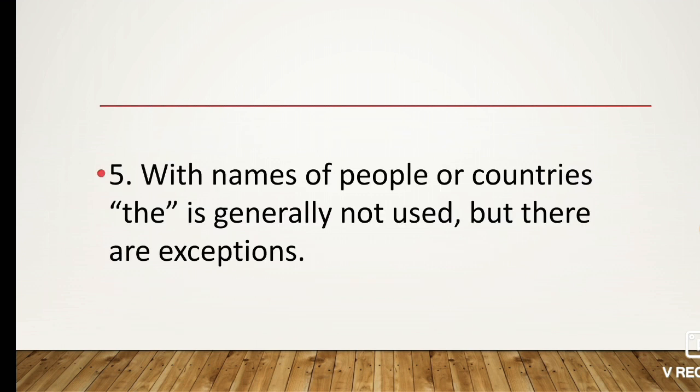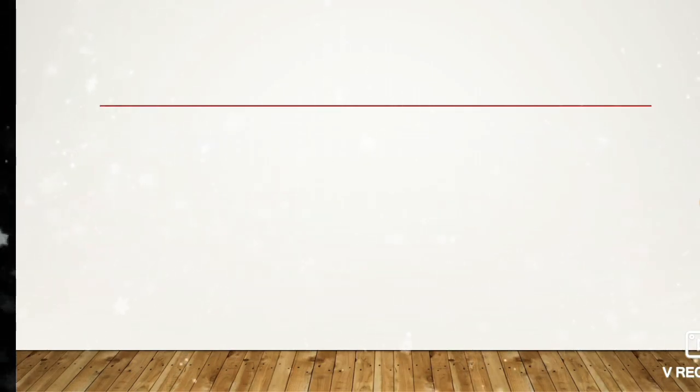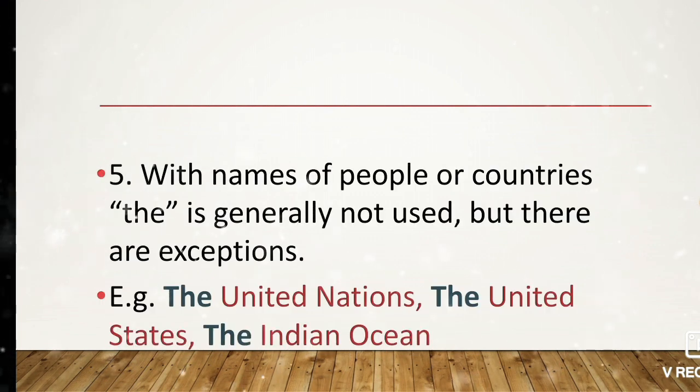Number 5, with names of people or countries, the is generally not used, but there are exceptions. It means when you use names of people and countries, you do not use the article the before these names. But here are some exceptions. For example, the United Nations, the United States, the Indian Ocean.